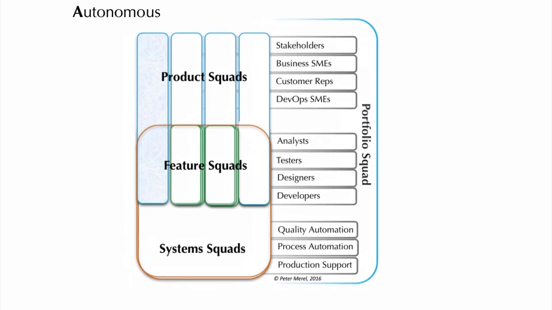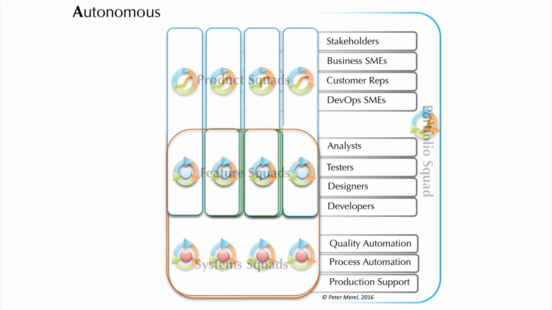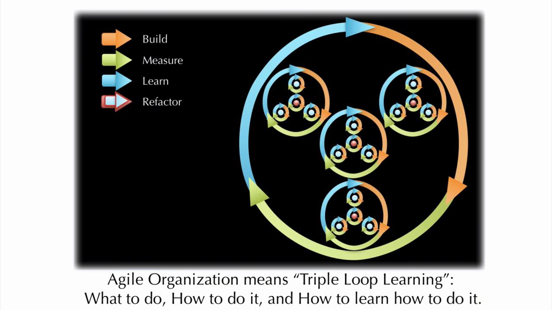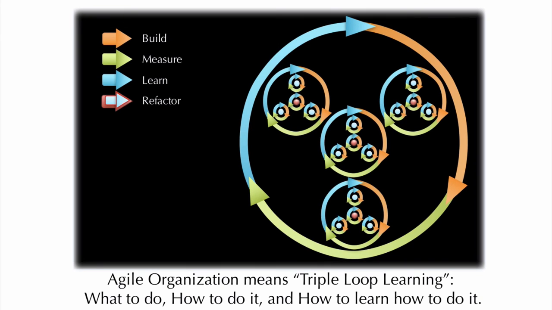This grid illustration of the Agile portfolio model is great for understanding its structure of responsibilities, but a different layout helps us see how each squad plays a part in a learning holarchy that composites all the build, measure, learn, refactor loops into a fully Agile organization. This is called triple loop learning.